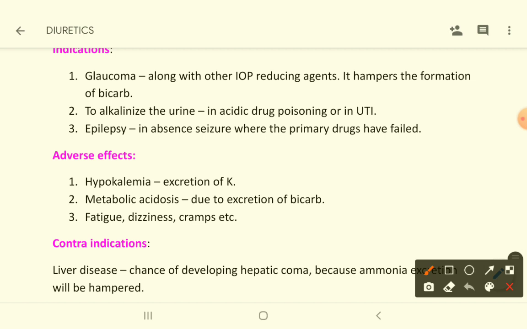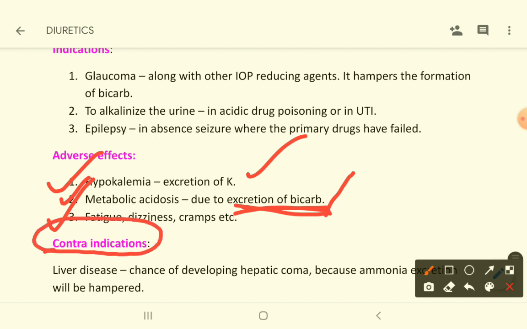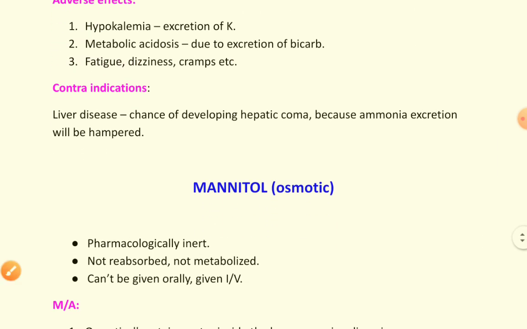What are their adverse effects? Like hypokalemia, excretion of potassium, metabolic acidosis due to excretion of bicarb. Fatigue, dizziness and cramps can occur. What are the contraindications? One is liver disease. There is chance of developing hepatic coma because ammonia excretion will be hampered. Ammonia excretion will be disturbed for that reason.